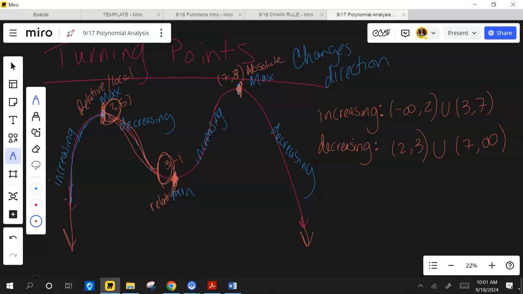If the turning point is lower than any nearby point, relative minimum.